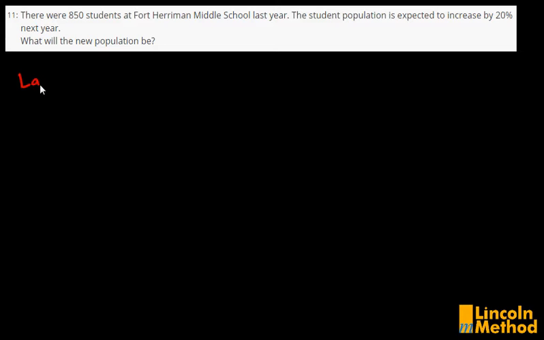So last year the student count was 850. So 850 students. The student population is expected to increase by 20% next year. So the coming year student population is going to increase by 20%. I'll label this as coming year student population increases by 20%. We need to find out the number of students that there will be in the school next year.